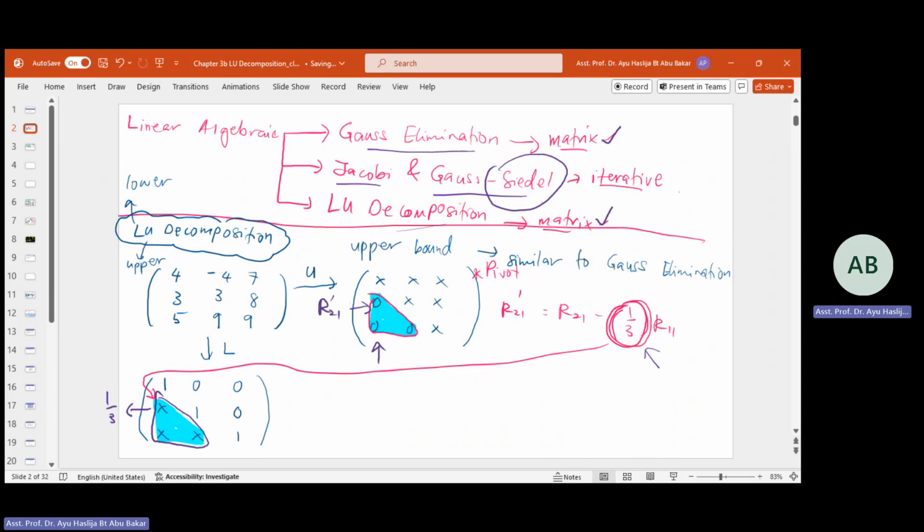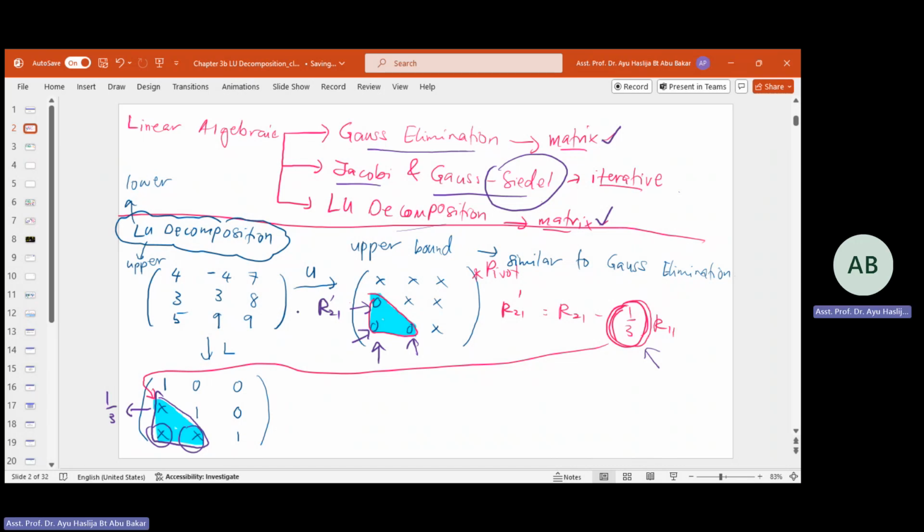Okay, so similar to before, the factor to zero this value and this value will be substituted into this part. So that is your lower bound matrix. Okay, so that's the difference with Gauss elimination.